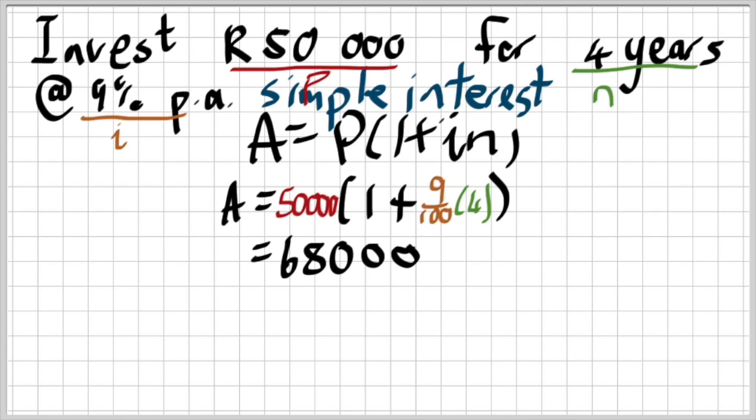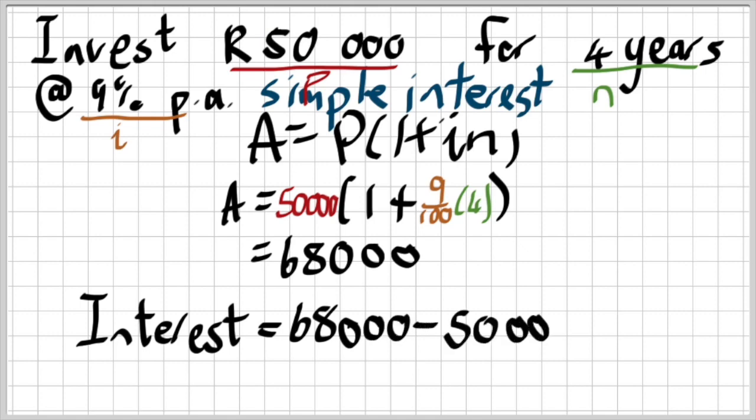Question: what is the value of the interest you earned over this 4 years? I know it's not part of the question, but I want you to now start thinking that way. Remember, I started with 50,000 Rand and I'm ending with 68,000 Rand. So the interest is simply going to be the difference between your end value and your starting value. So therefore, your amount of interest is 18,000 Rand.